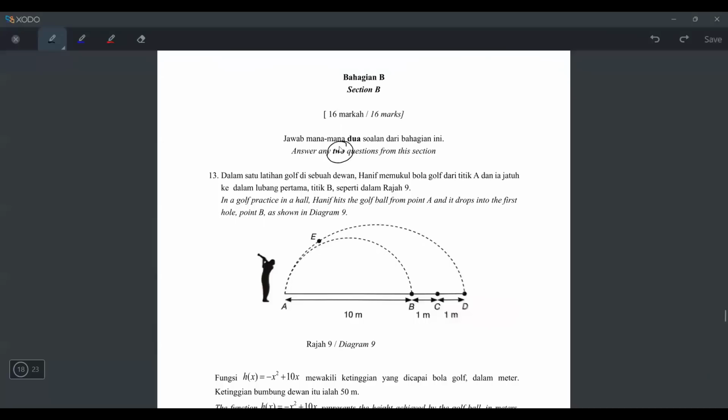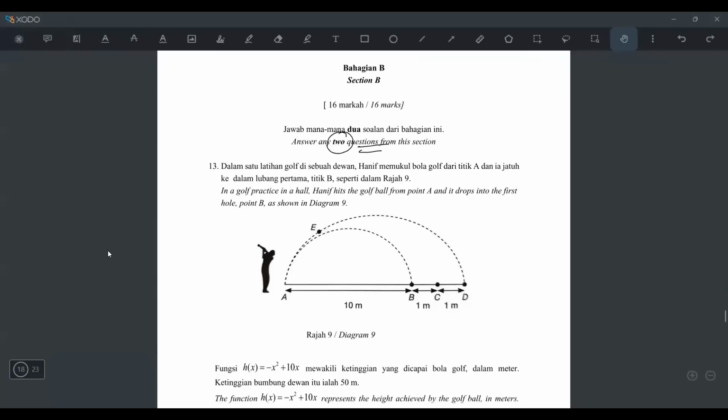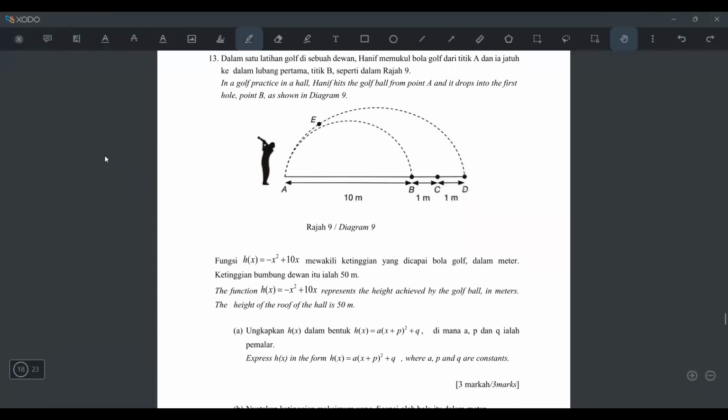Section B, they want you to answer 2 questions only, but they will give you 3. They will give you 13, 14, 15. But I will do all of it. Okay, I'll do all of it because we are doing revision, so I should do all of it.